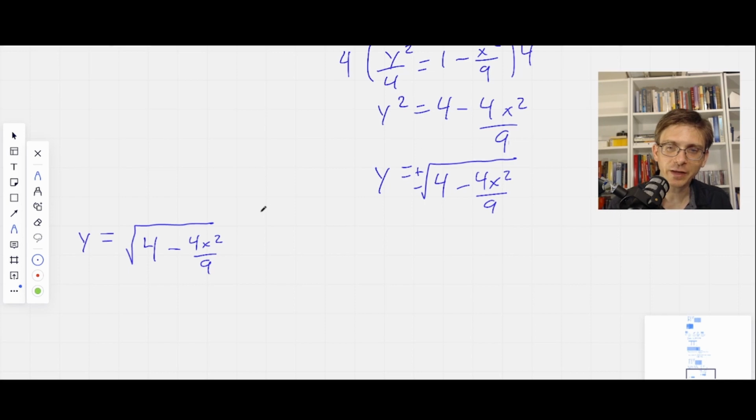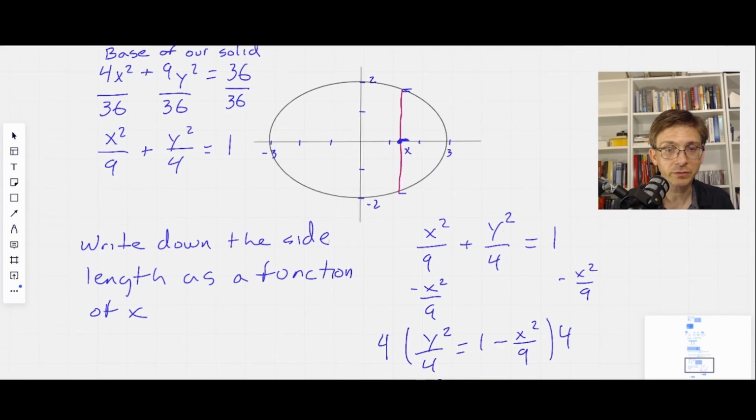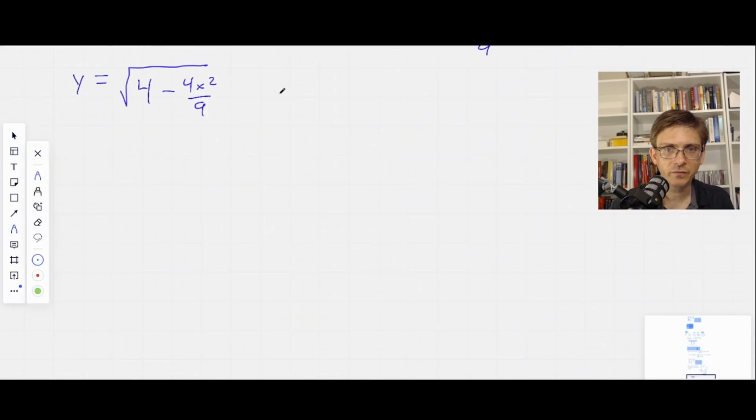That's not my side length, but we're almost there. The y value here just goes from the x-axis all the way up to the ellipse. And the side length is just double that because the ellipse is centered at 0, 0. So let's find s. So s is equal to 2y.